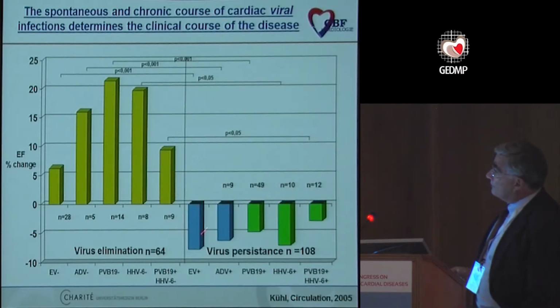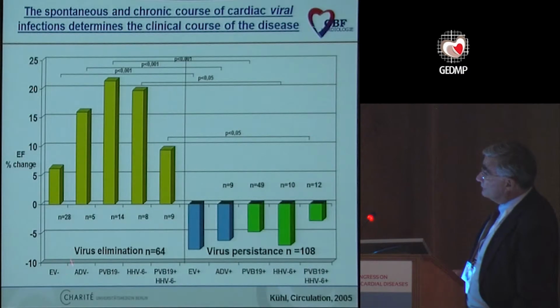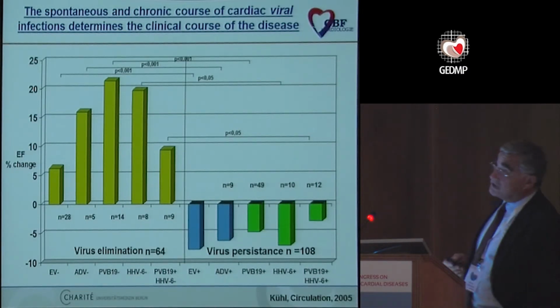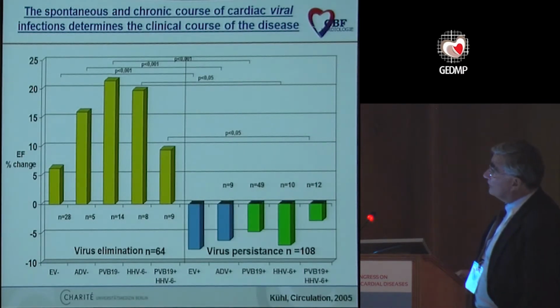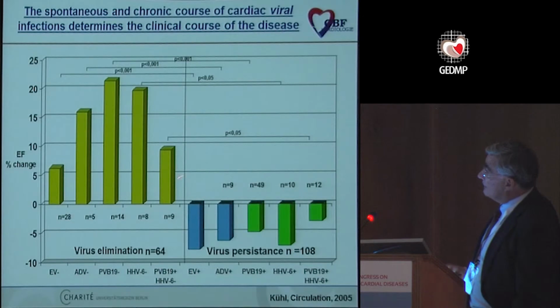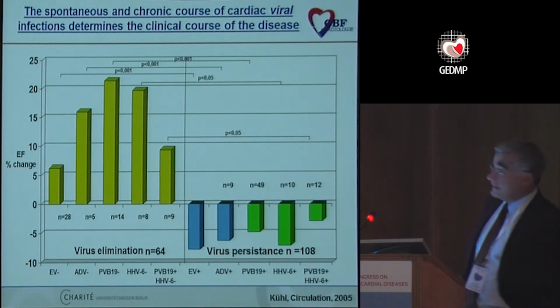Now these are data from our own group where you can see the different viruses which we find in myocardial biopsies, and these are spontaneous elimination of the virus. You can see if the patients are able to spontaneously eliminate the virus, we have a significant increase of ejection fraction, whereas those patients where you have viral persistence, there is a continuous decrease of ejection fraction.